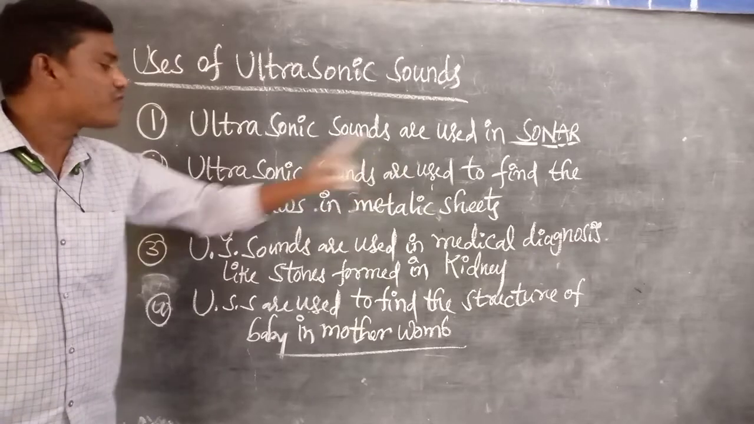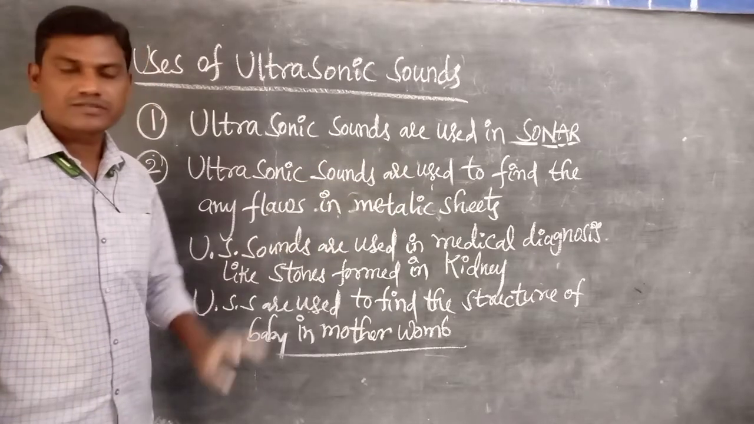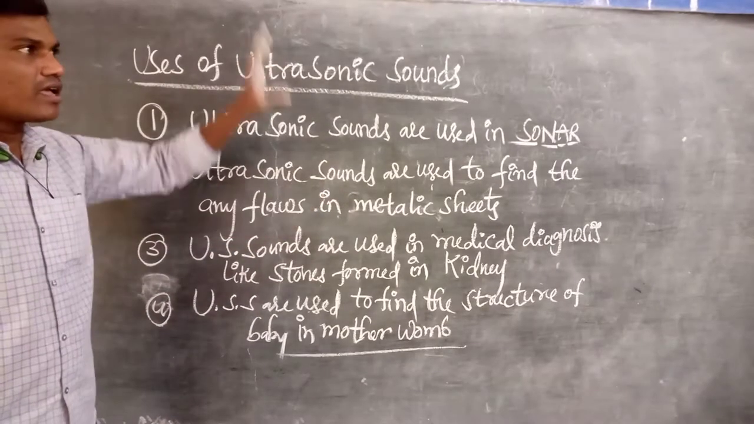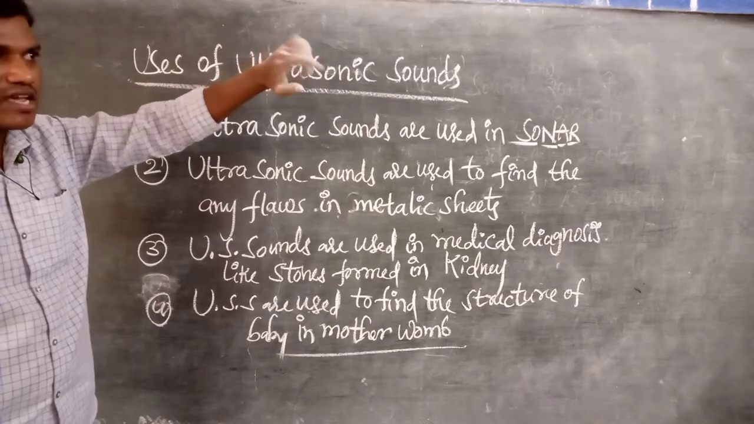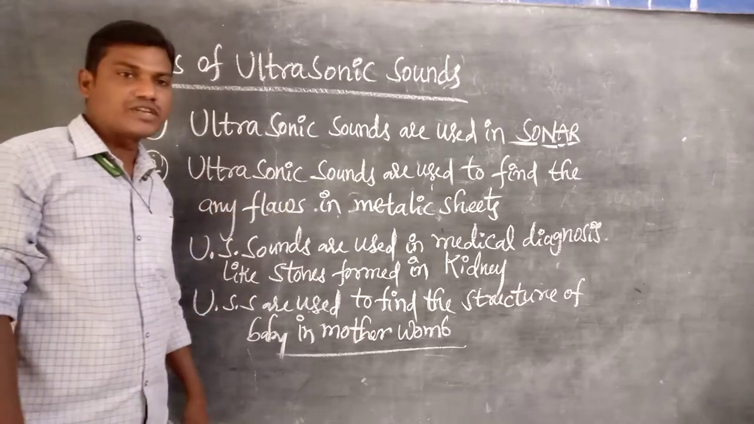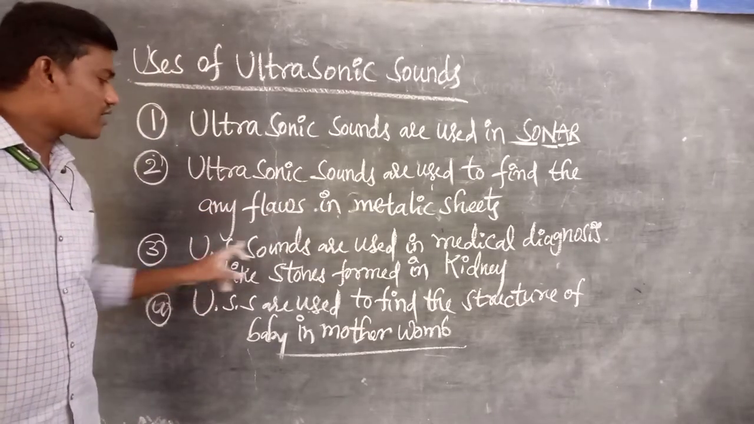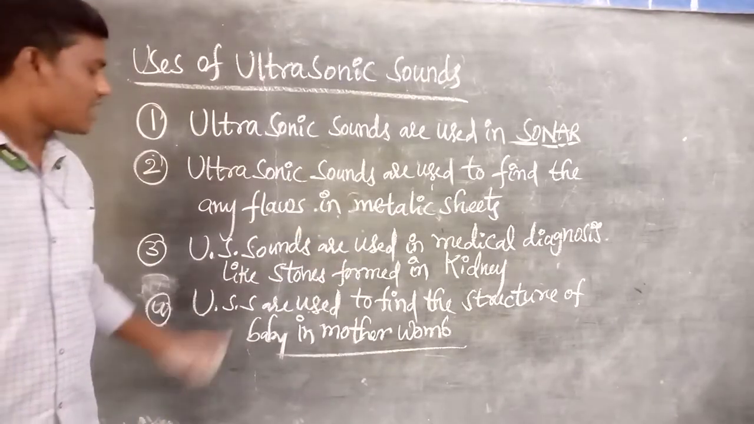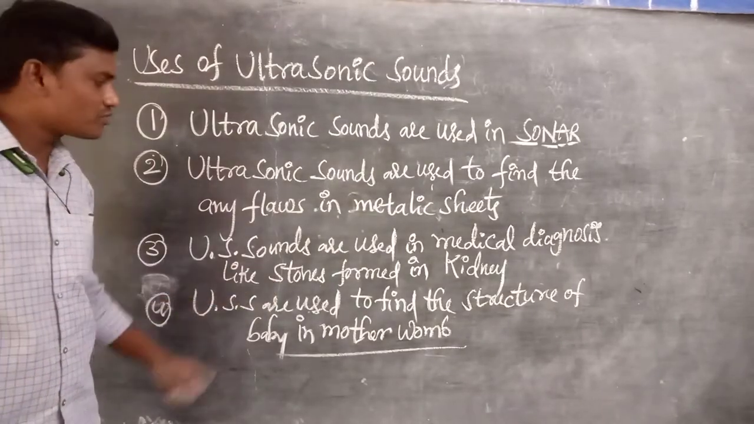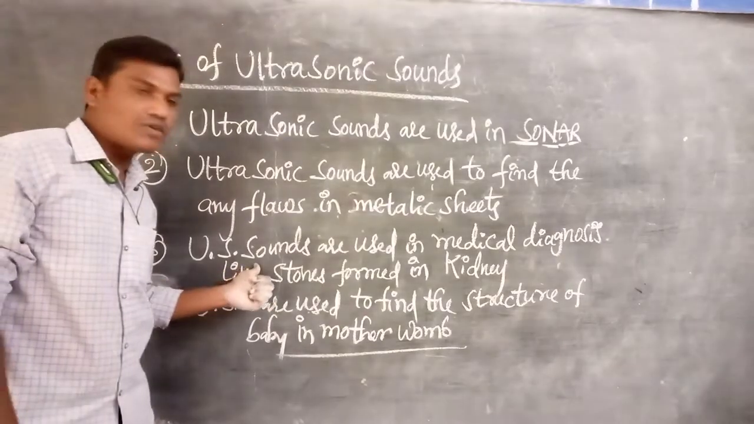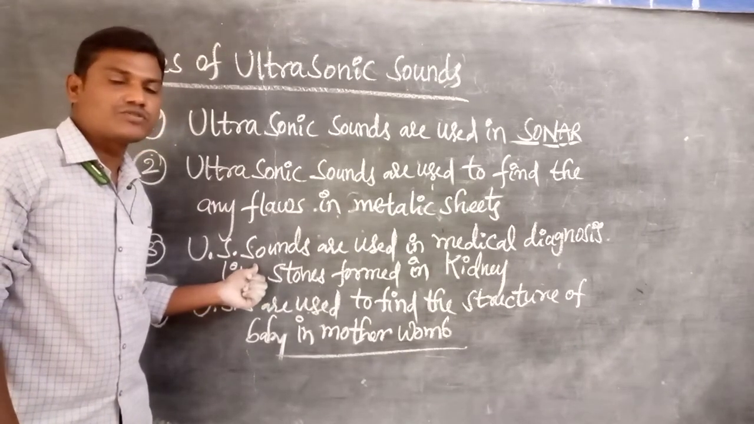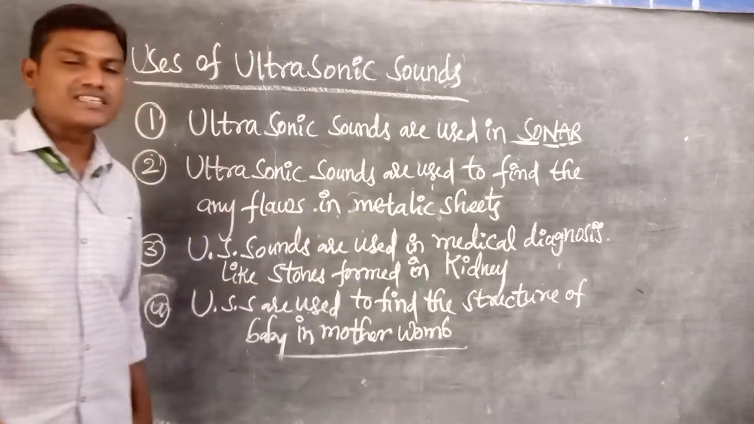Ultrasonic sounds are used to find flaws in metallic sheets. Generally in iron industries, after manufacturing the metallic sheets, they check whether any tiny holes are there or not. To find that, ultrasonic sounds are used. In the same way, ultrasonic sounds are used in medical diagnosis, like finding stones in the kidneys, and in the treatment of kidneys also. High-intensity ultrasonic sounds are used in removing the stones from the kidneys. At that time, the stones break inside the kidneys.